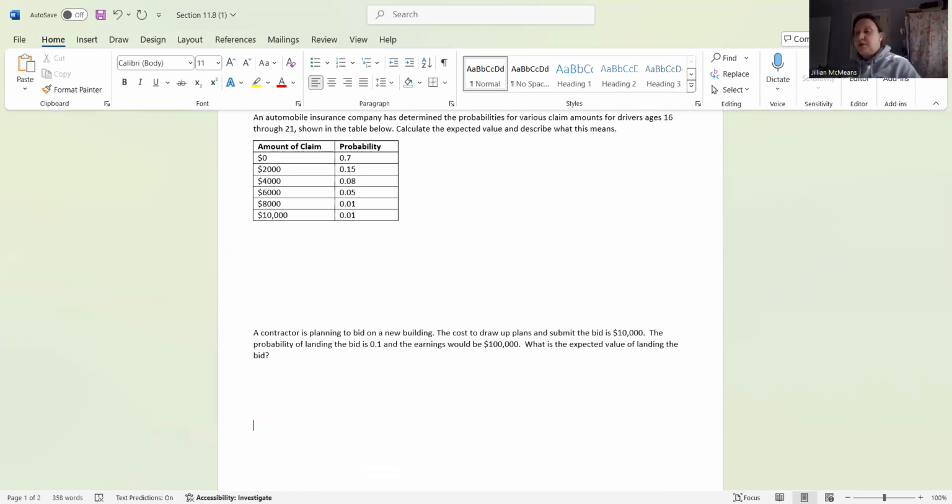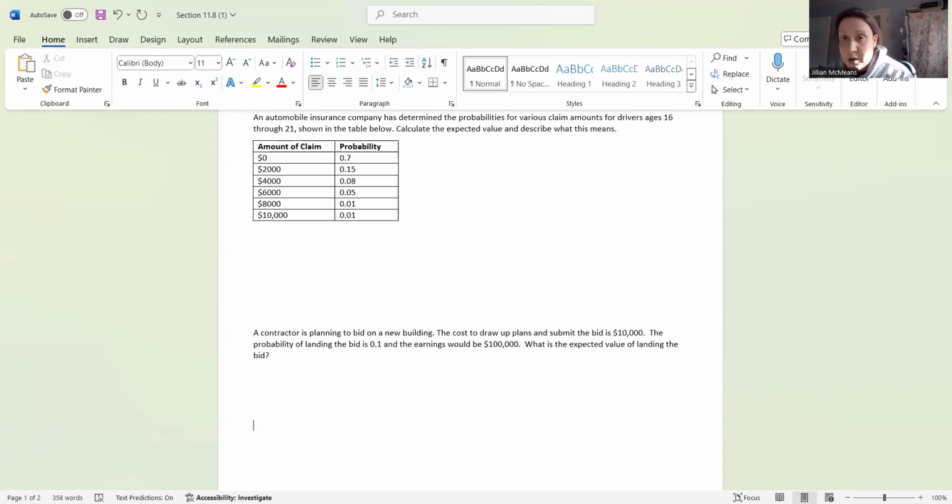All right, so for the next two examples, the first one we're going to look at is an automobile insurance company. So an automobile insurance company has determined the probabilities for various claim amounts for drivers ages 16 through 21. So these are our younger drivers. We would expect probably more accidents, more payouts potentially. This is all shown in the table below. Calculate the expected value and describe what this means.